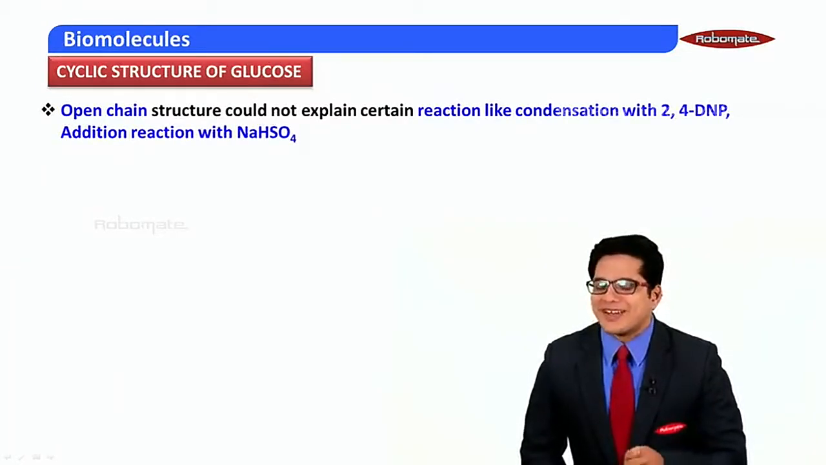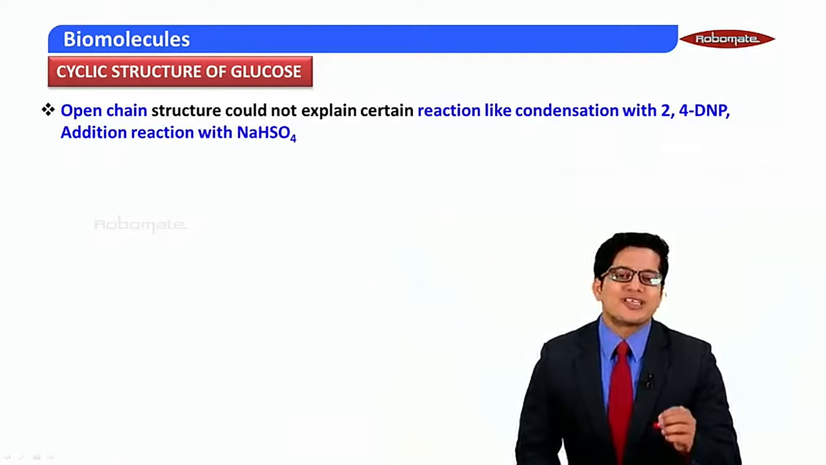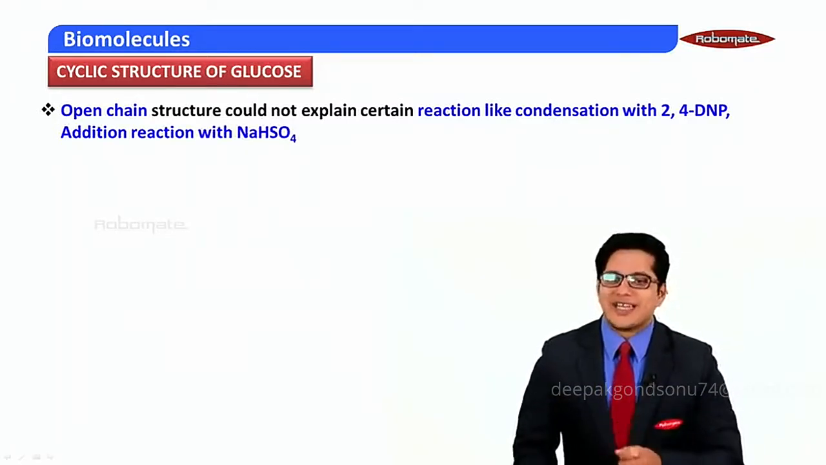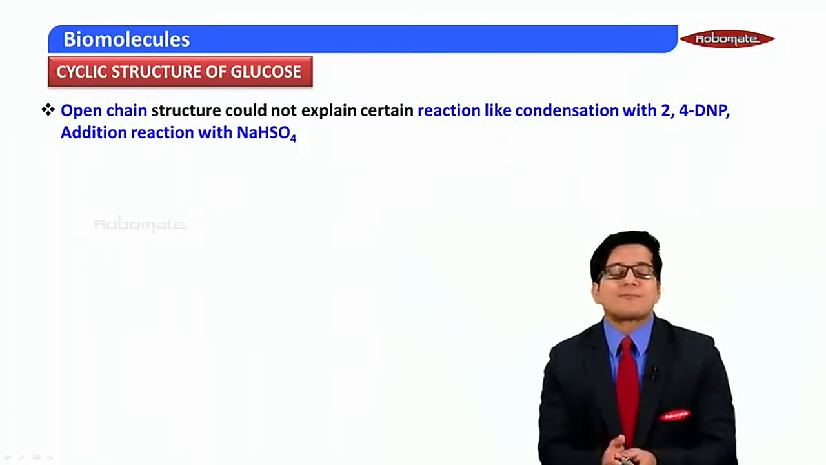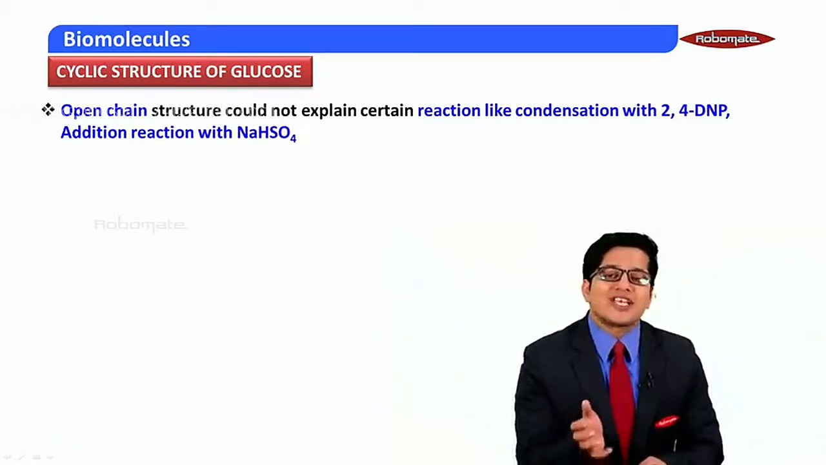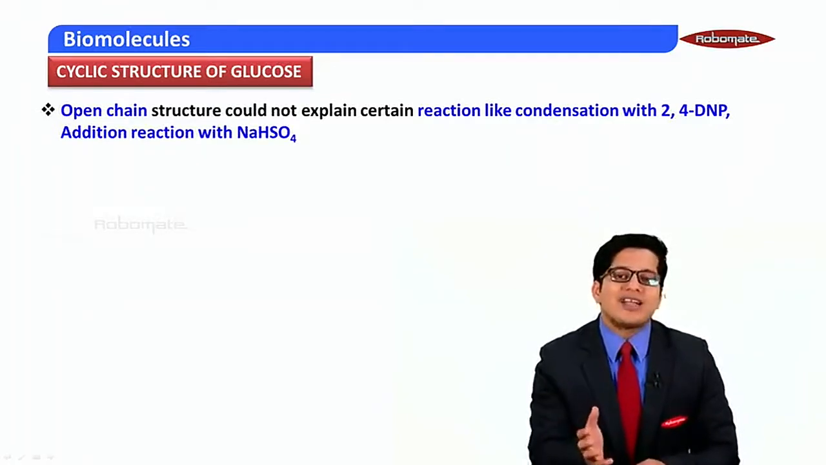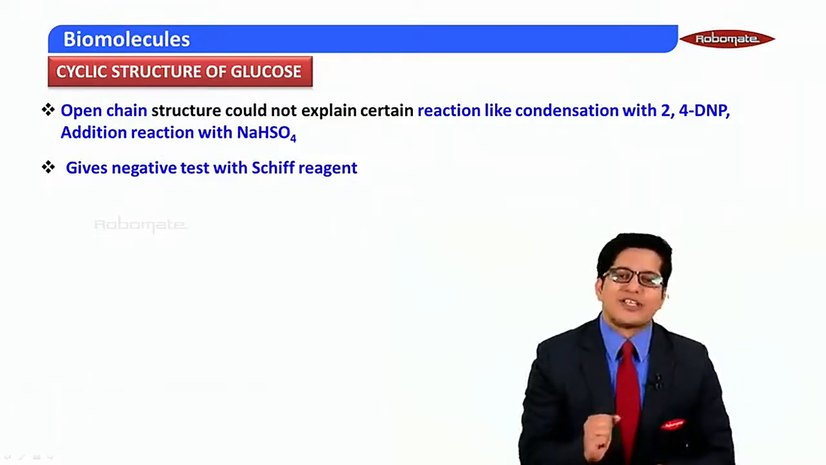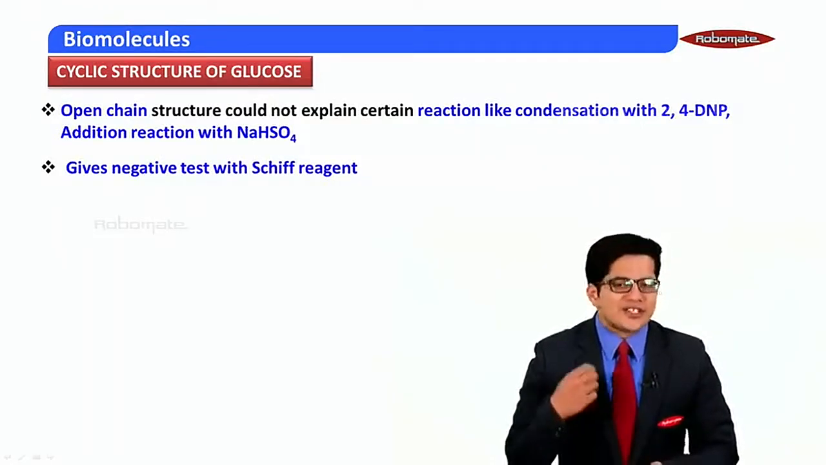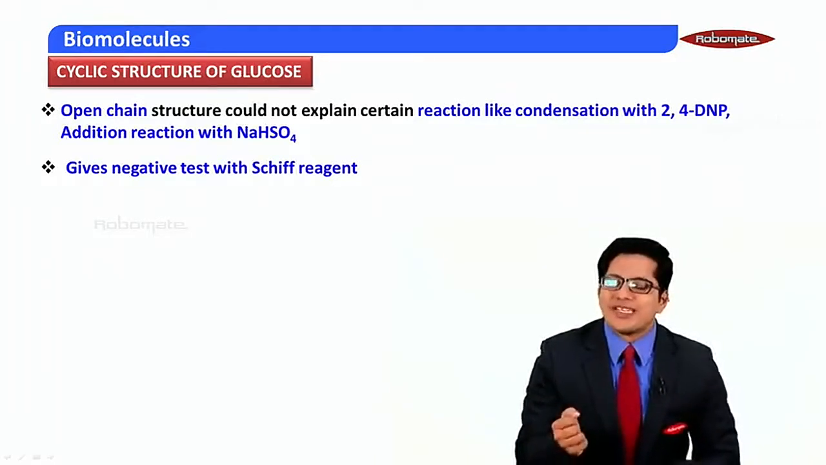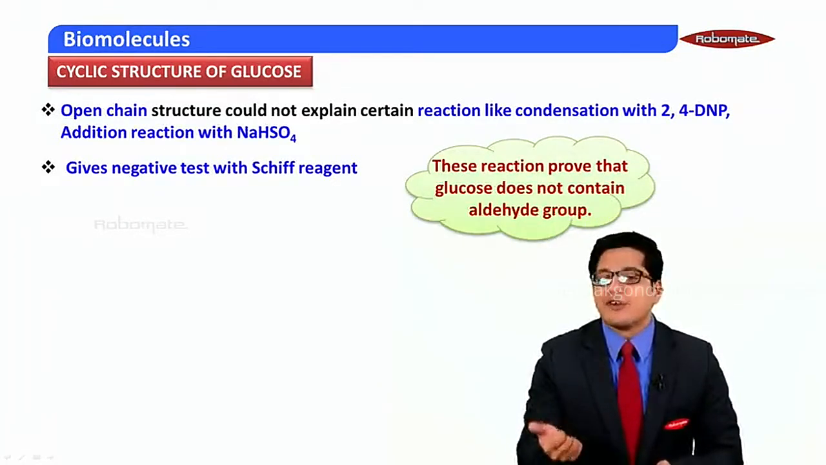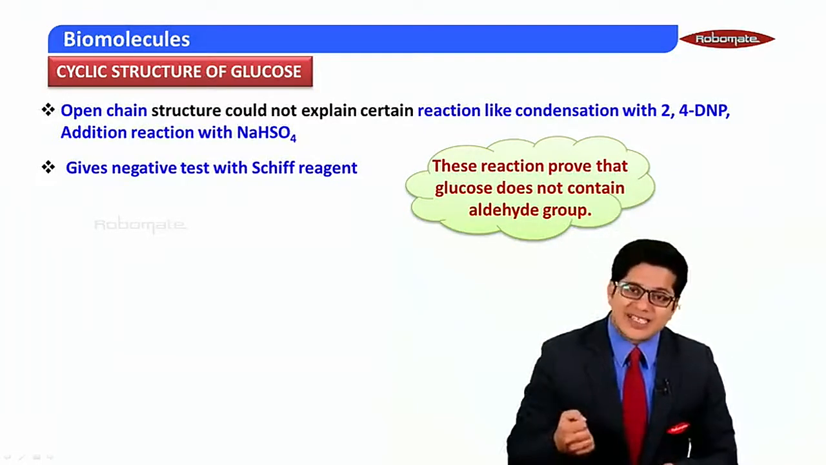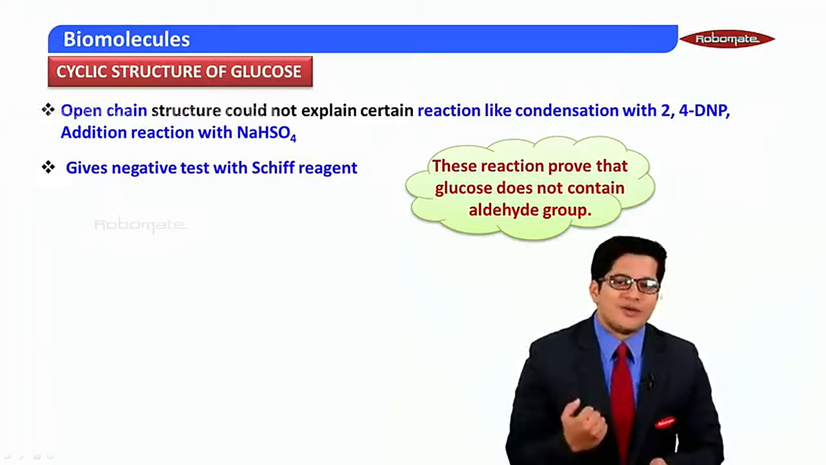not able to explain a reaction with 2,4-DNP, that is 2,4-dinitrophenyl hydrazine. Also, it could not explain a reaction with NaHSO3, that was a trademark aldehyde reaction. Also, it gave a negative test with Schiff's reagent. So all these points prove that there is no presence of an aldehydic group in a glucose molecule. But we have studied that it consists of an aldehyde group.